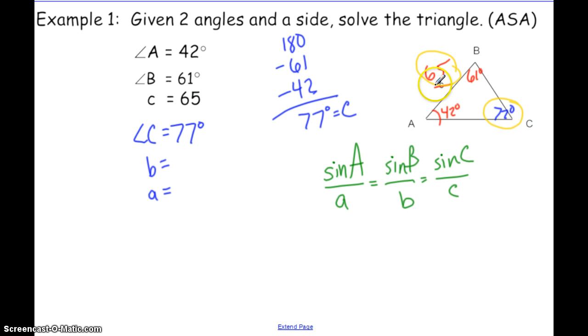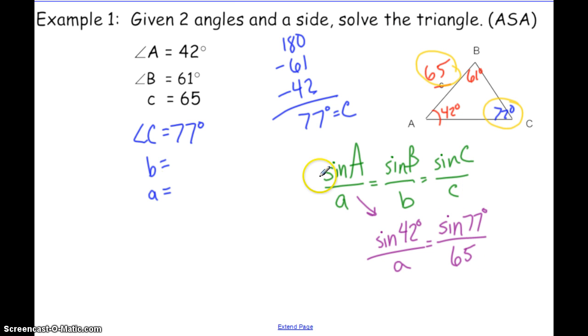Because I have my pair with side C and angle C, I'm going to use that one down here on the end: sine 77 over side C, which is 65. If I want to solve for a, then I just pull this ratio here for a: the sine of angle A, which I know is 42, so I can find that sine, over side A, which I don't know. Okay, erase that mistake. So I can use this ratio here.